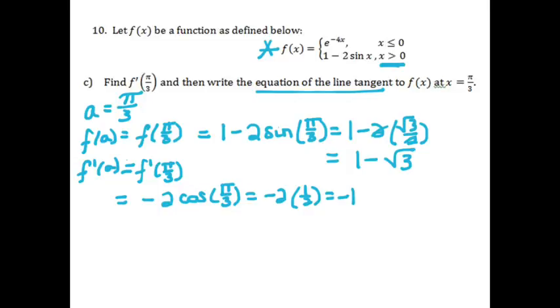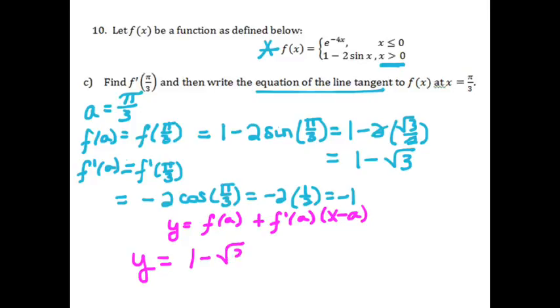So now I have all three values that I need for my tangent line equation. I'm going to write the formula down for us one more time. Y equals f of a plus f prime of a times x minus a. And so y equals f of a, that value was 1 minus the square root of 3, plus f prime of a, which we just found to be negative 1, times x minus a. That a value, of course, is pi over 3. And we can leave our answer right there in that form.